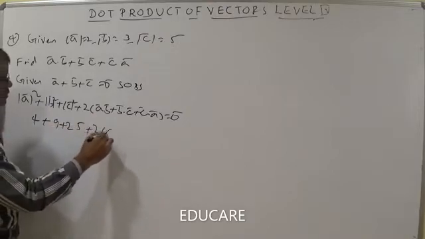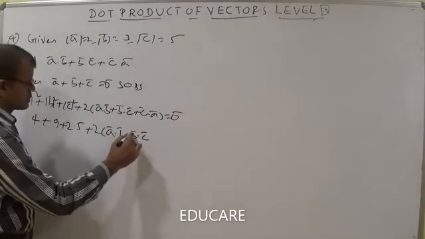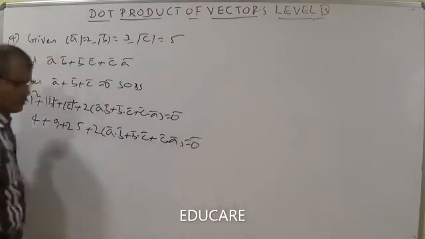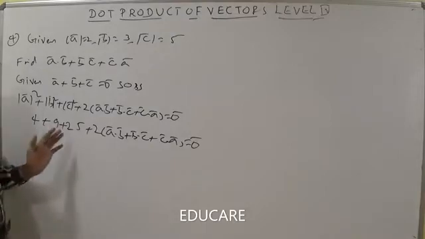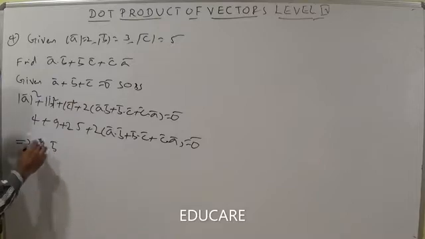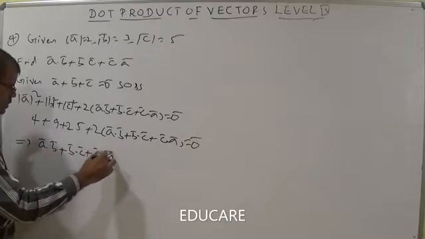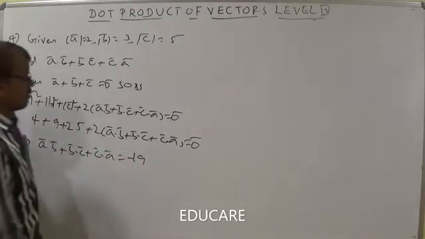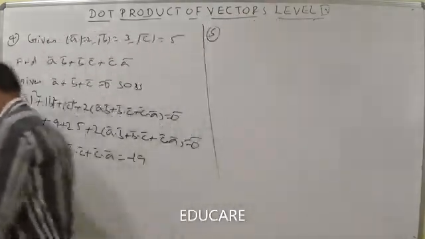So this is 4, this is 9 and this is 25, plus 2 into A dot B plus B dot C plus C dot A equal to 0 bar. This is 4, 9, 13. 13 and 25, 38. Taking that to the other side, you can write here A dot B plus B dot C plus C dot A is equal to minus 19, because 38 taken that side and 2 divided in 19 times. Let us discuss fifth question.